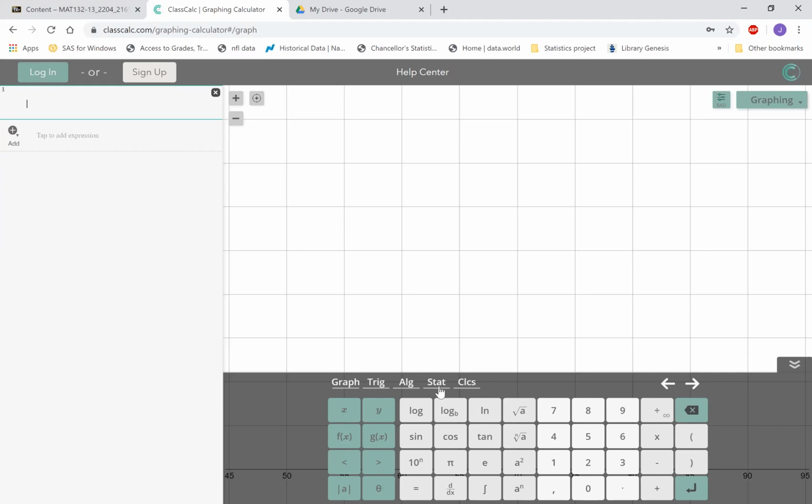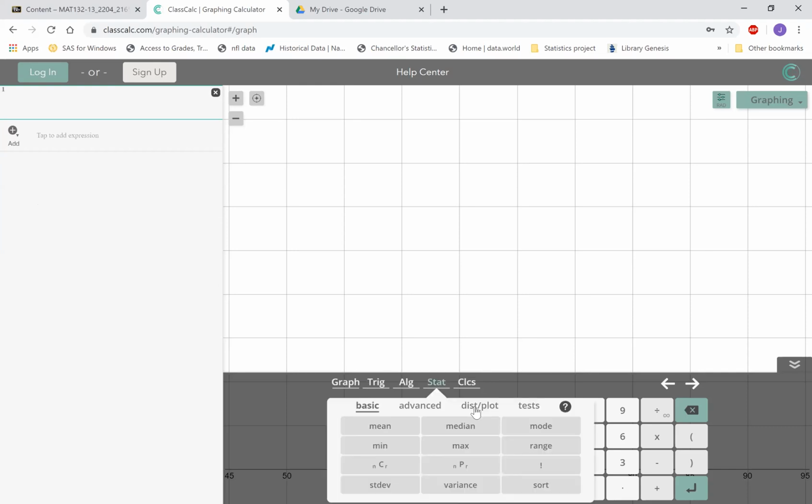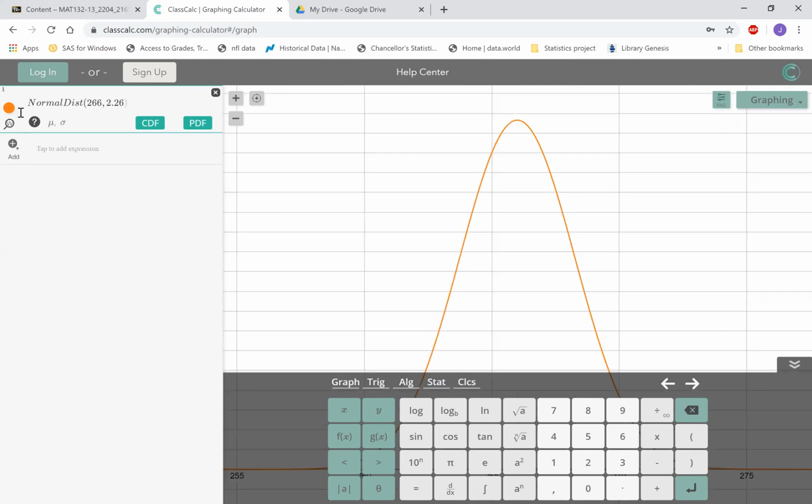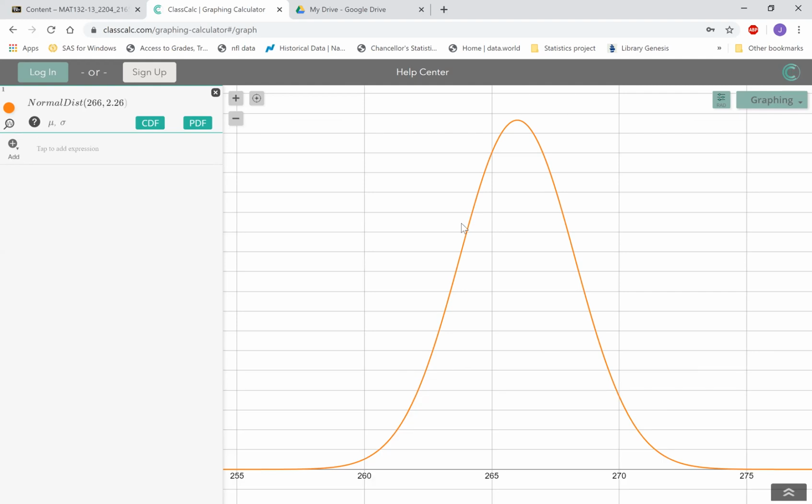So you want to hit the stats button. You want to go to distribution, and you want to do a normal distribution. So for the normal distribution, you put mu, which is 266. You want to put sigma, which is 2.26. If you want to see a picture of it, you could just press the magnifying glass. And here is our distribution.